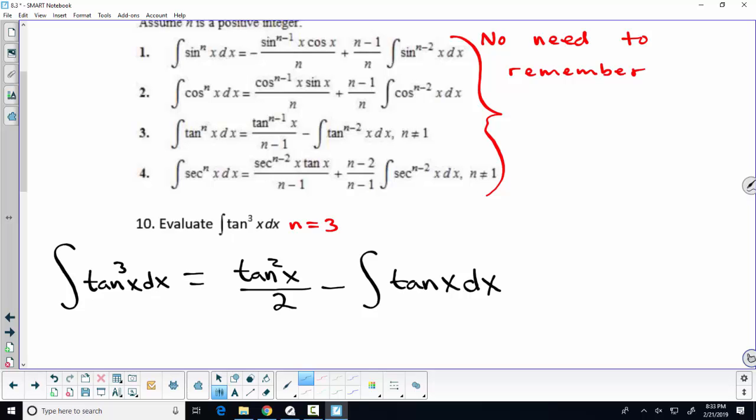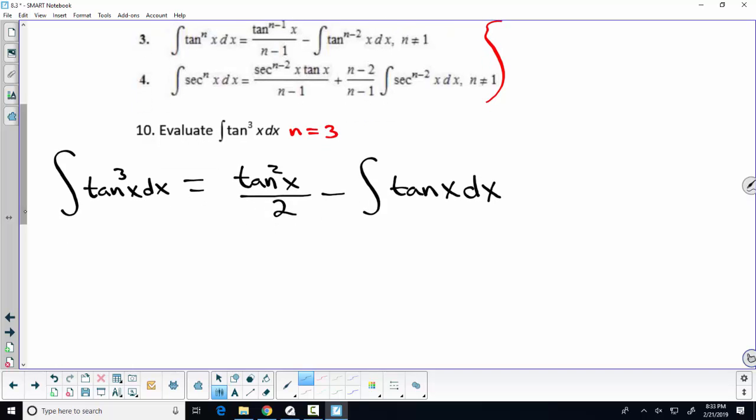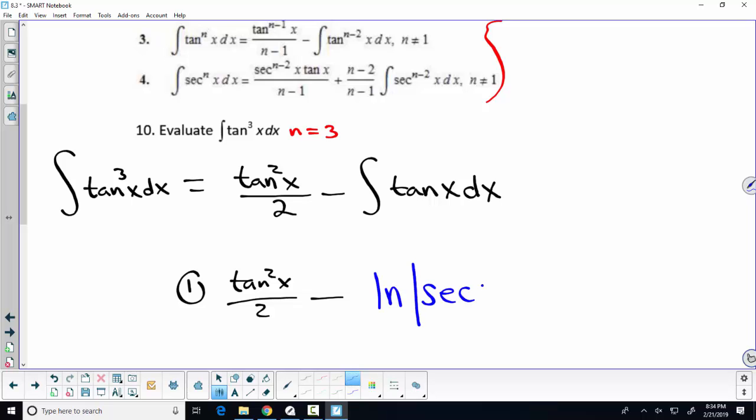So now you have to remember, what is the antiderivative of tangent? Natural log of the absolute value of secant, or negative ln of cosine. So really, from here you've got two choices, because we saw there's two equal representations of the antiderivative of tangent. We could have tangent squared over 2 minus the natural log absolute secant of x.